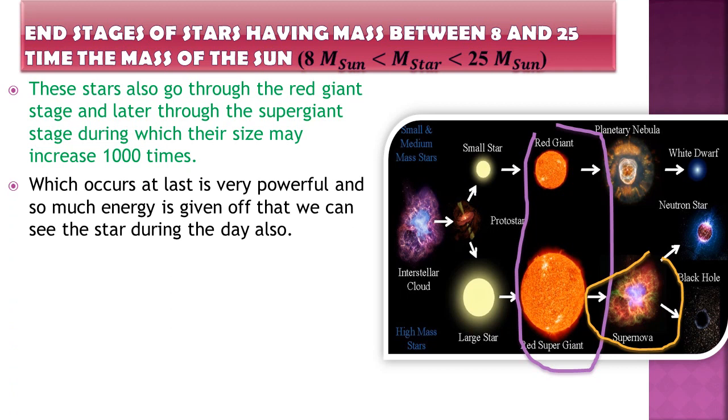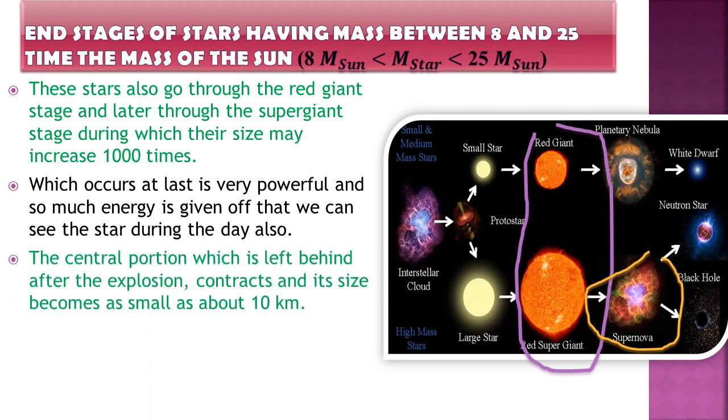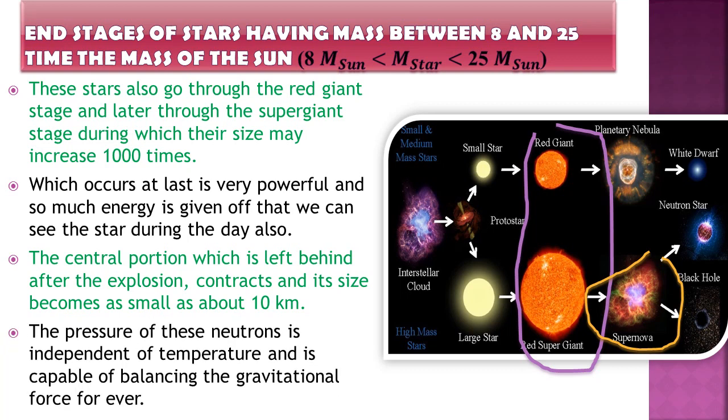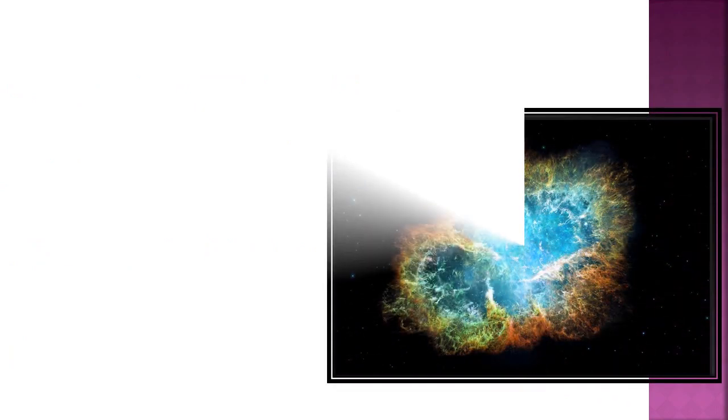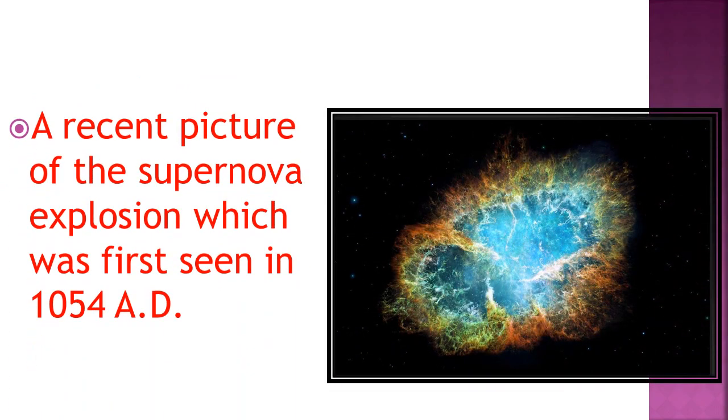at last. It is very powerful, and so much energy is given off that we can see the star during the day also. And the central portion which is left behind after the explosion contracts and its size becomes as small as about 10 km. And in this state, the stars are completely made up of neutrons and are called neutron stars. So these are the neutron stars. Alright, students, here you can observe a recent picture of the supernova explosion which was first seen in 1054 AD.